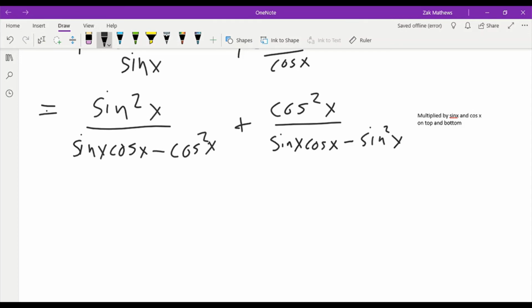So at this point I have some options. I could get a common denominator and try to add these things together, but that common denominator would be this whole expression times this whole expression. That's really ugly. I don't want to do it. And a lot of times that's a good indication that if something seems like it's going to be terribly ugly, you probably don't want to do it.